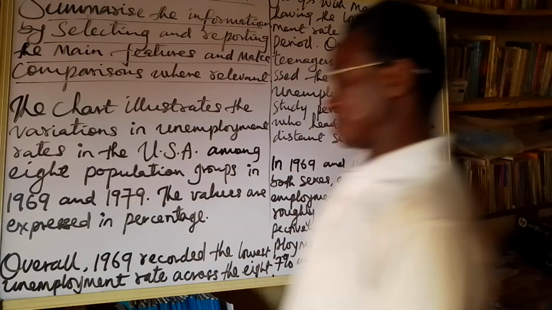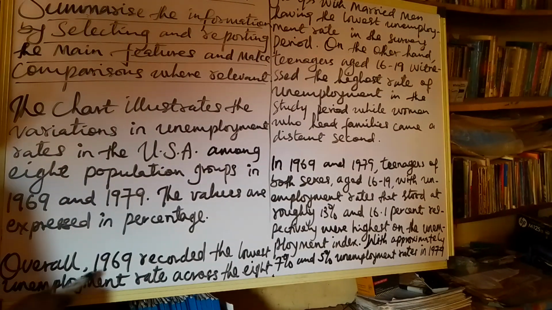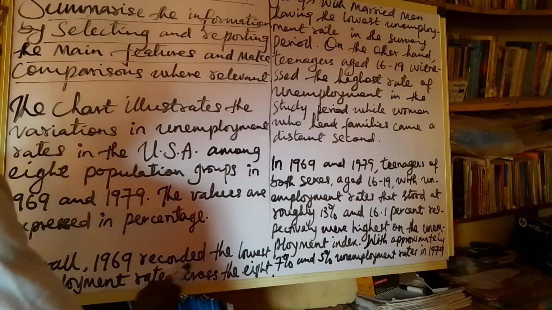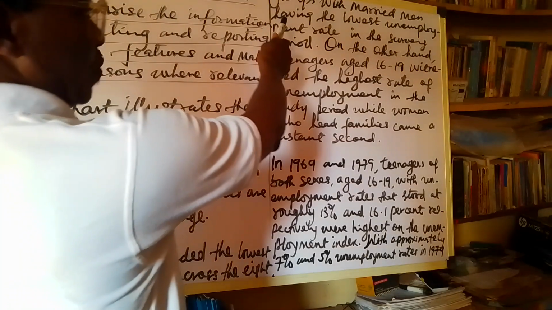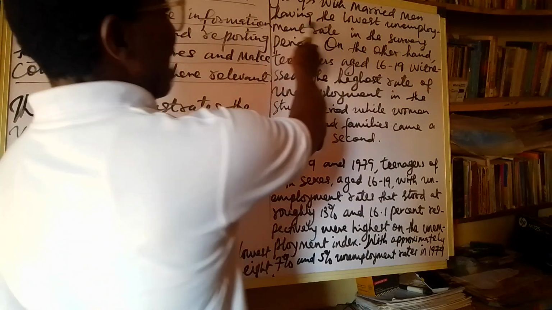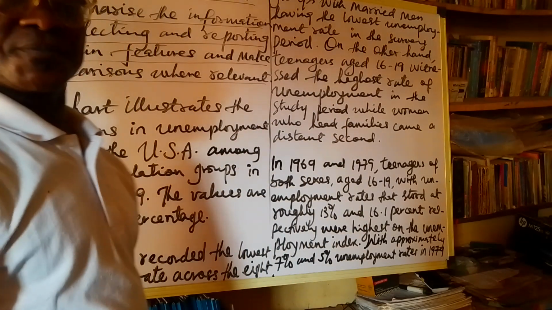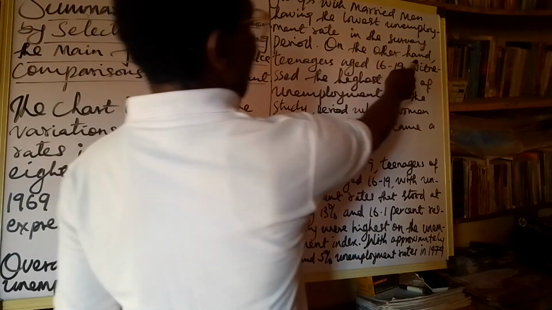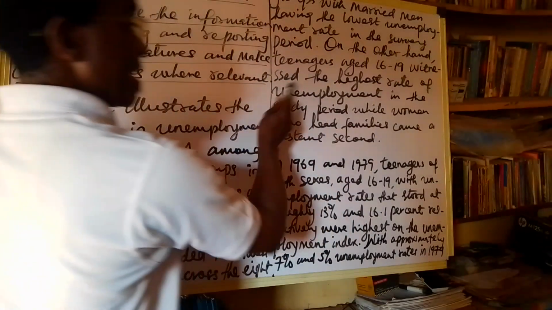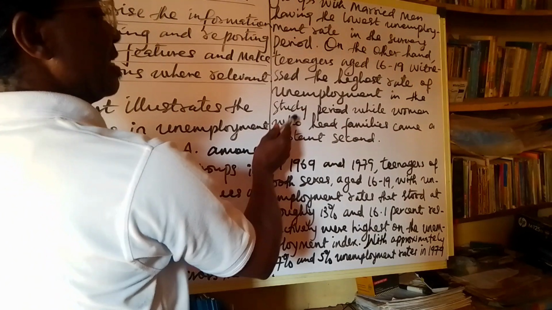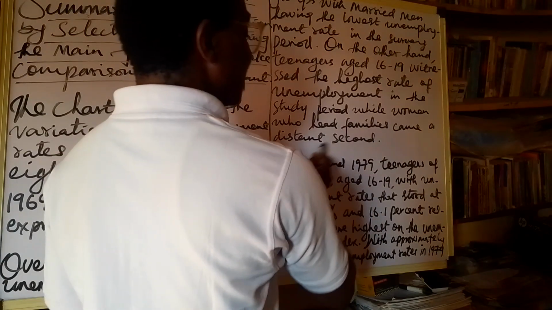And it reads, overall, 1969 recorded the lowest unemployment rate across the 8 groups, with married men having the lowest unemployment rate in the survey period. On the other hand, teenagers aged 16 to 19 witnessed the highest rate of unemployment in the study period, while women who had families came a distant second.